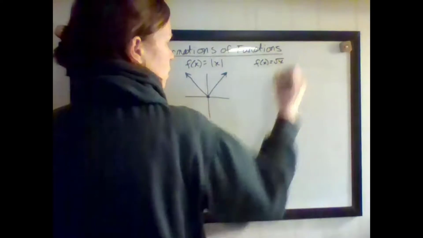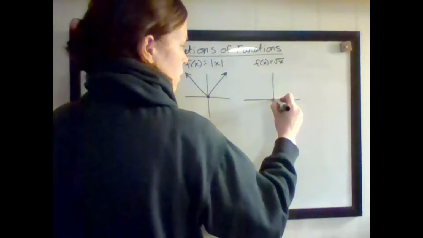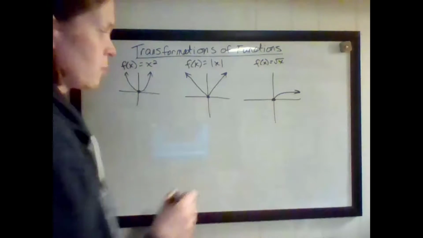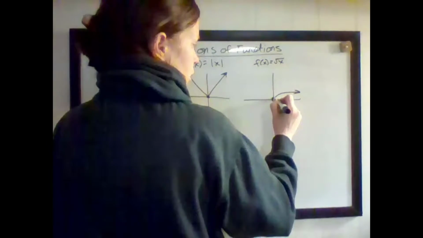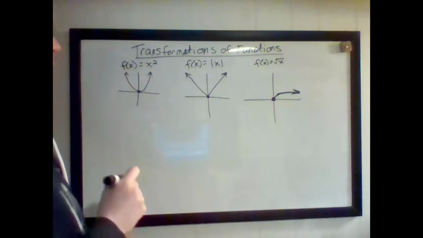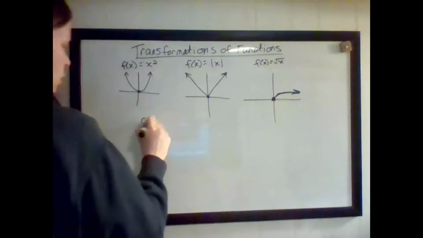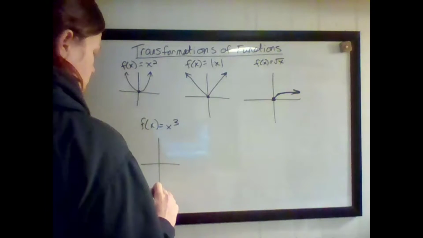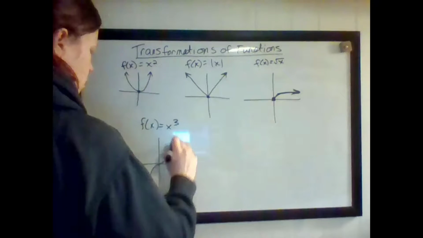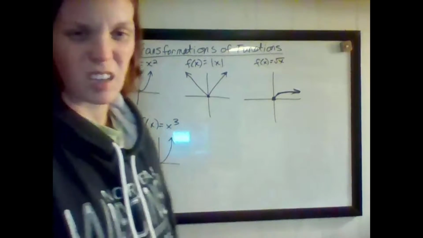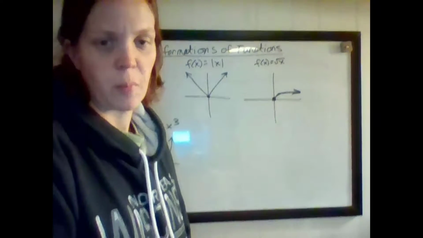Square root of x. Starting at 0, 0, it's like half of a sideways parabola, increasing kind of quickly and then slowly. And then how about x cubed? That looks kind of like S-shaped.